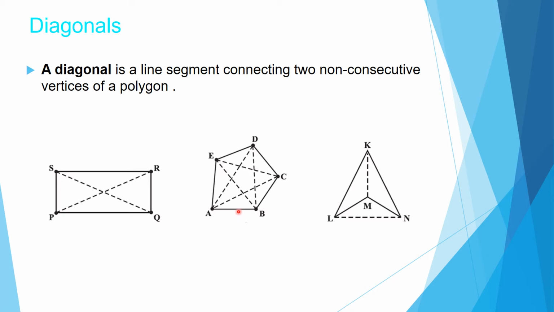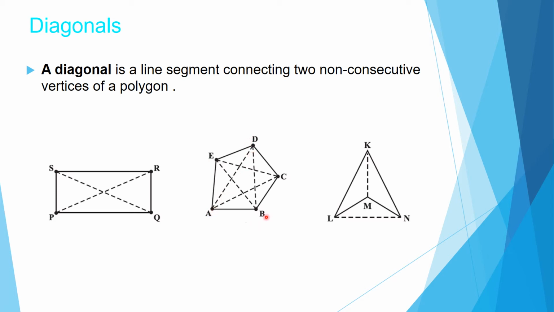In this pentagon, if you are joining A with its consecutive vertex B, then you have to leave B. So you can take A with C. It could be non-consecutive. So when you join AC, you will get a diagonal. You cannot take A with E, but you can take A with D. So AD is another diagonal.